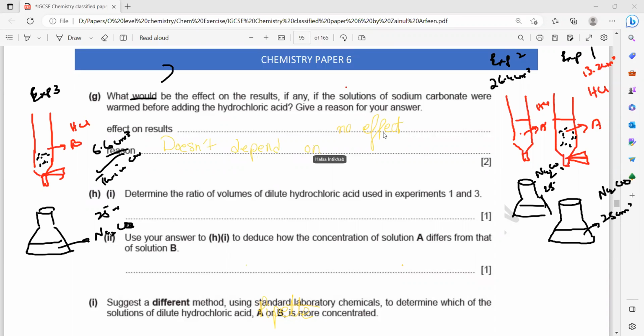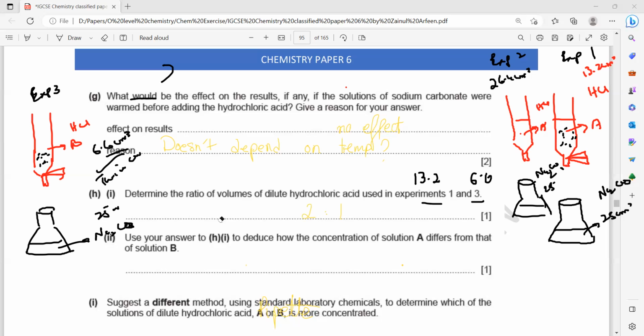Determine the ratio of the volume of hydrochloric acid used in experiment 1 and 3. What is the ratio of the volume for 1 to 3? Experiment 1 was 13.2. Experiment 3 was 6.6. So what is the ratio of the volume? 2 is to 1. If, for example, you write 1 is to 2, then your answer will be wrong. Why? Because the question is experiment 1 and 3, so first it should be the volume of 1, and then the volume of 3.